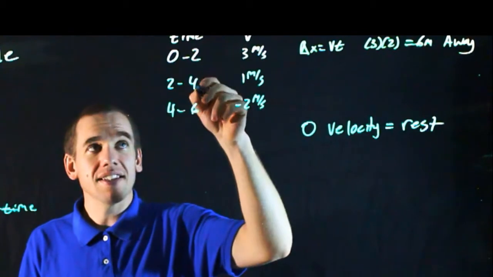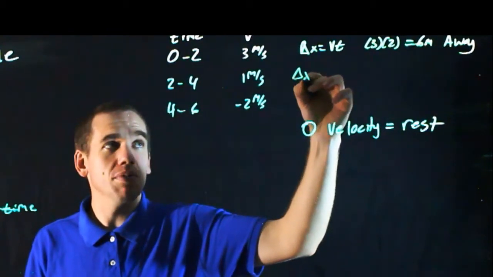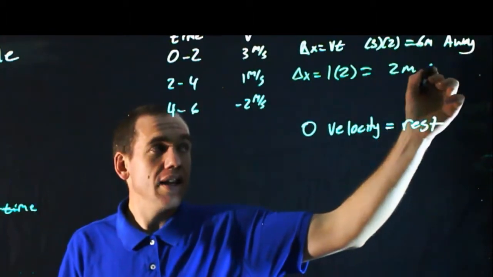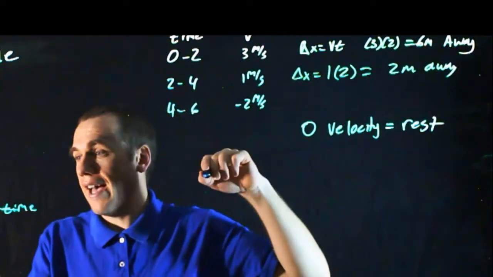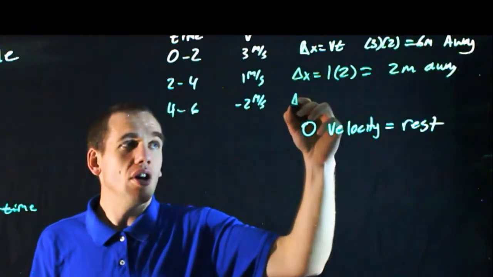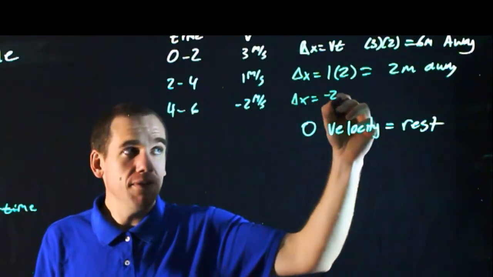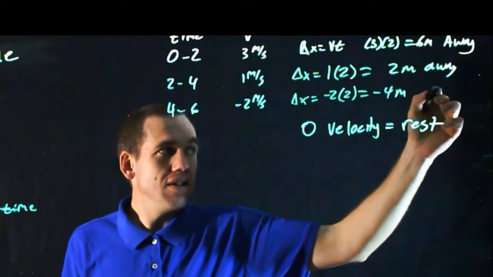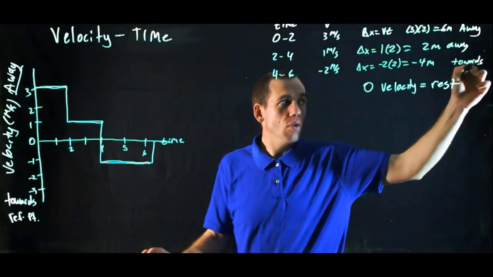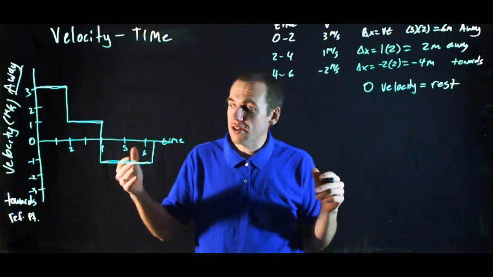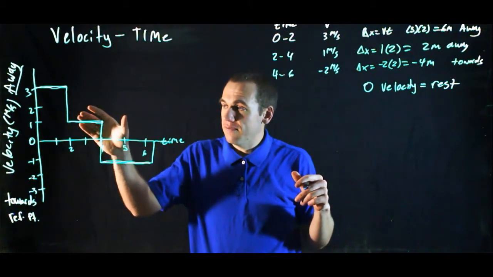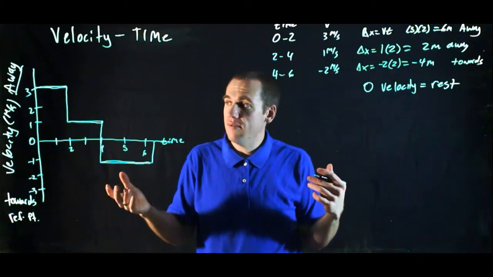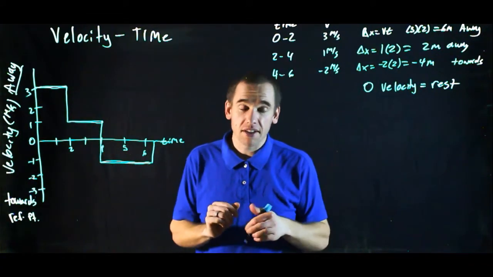From 2 to 4 seconds, that's another 2 second interval. We can say that the change in position is 1 meter per second times 2 seconds. That's 2 meters that it moved away. And then during this last 2 second interval, 4 to 6 seconds, our change in position would be -2 times those 2 seconds, which is -4 meters, which means it's moving towards, right? So velocity includes direction, so it's positive or negative, and the horizontal line shows a constant velocity. Later we'll see sloping lines which show changing velocity, but for now we're just going to look at these constant velocities.